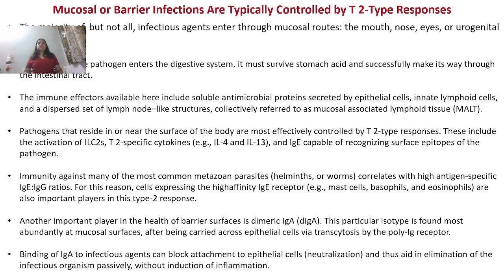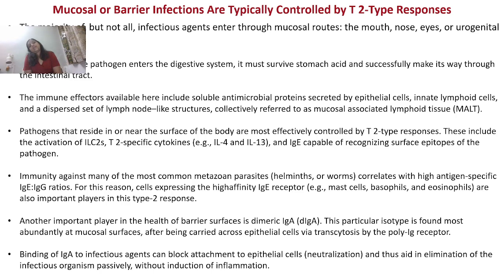Mucosal or barrier infections are typically controlled by Th2 type responses. The majority of, but not all, infectious agents enter through mucosal routes. Examples are the mouth, nose, eyes, or urogenital tract. So mostly infectious agents enter through our eyes, nose, mouth, or urogenital tract.